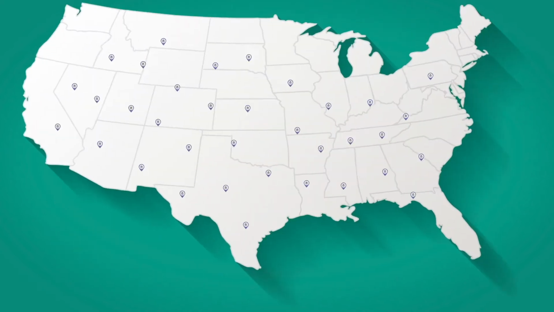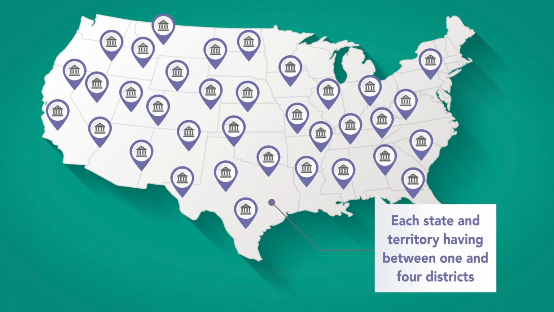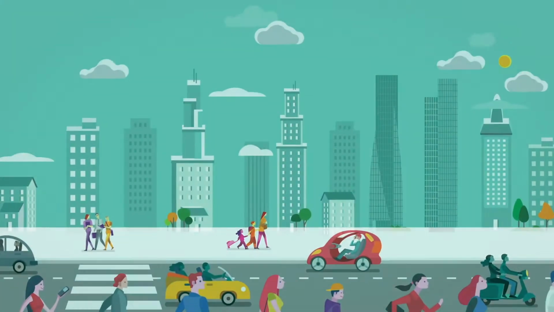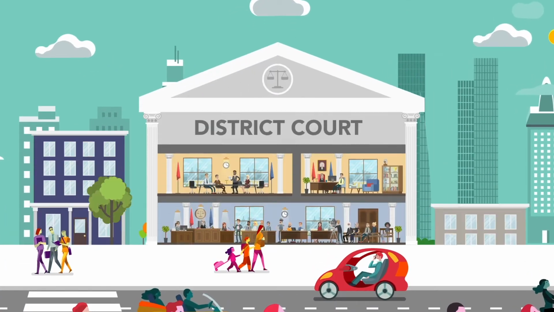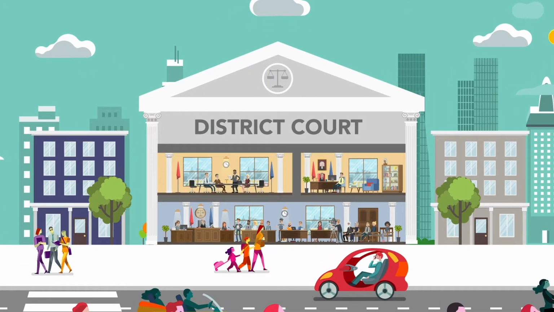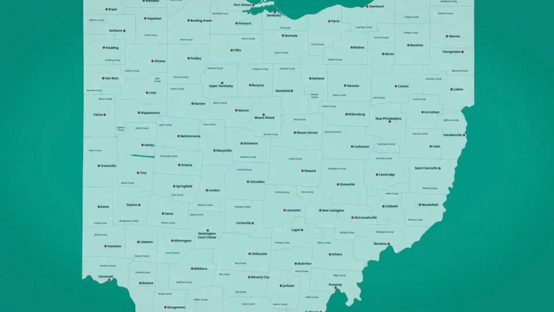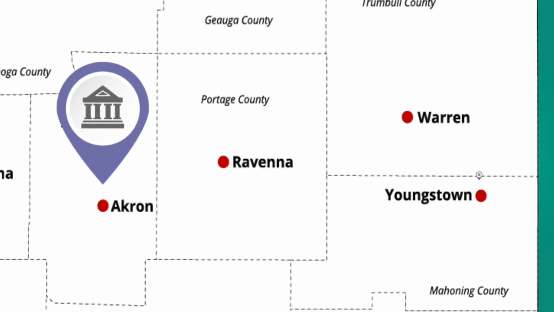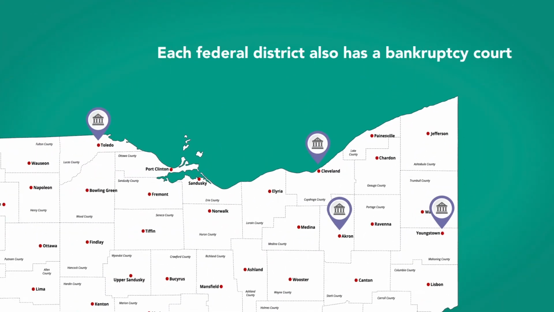The 94 district courts are scattered across the country, with each state and territory having between 1 and 4 districts. In districts with large populations, one district court may have offices, courtrooms, and judges in multiple locations. For example, the Northern District of Ohio Court has locations in Cleveland, Toledo, Akron, and Youngstown. Each federal district also has a bankruptcy court.